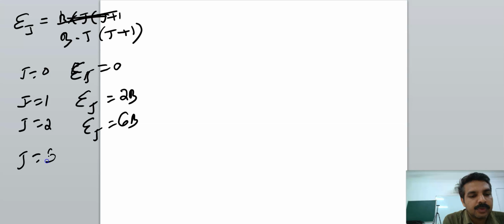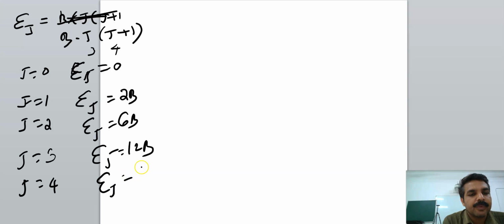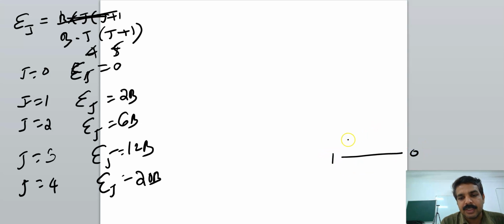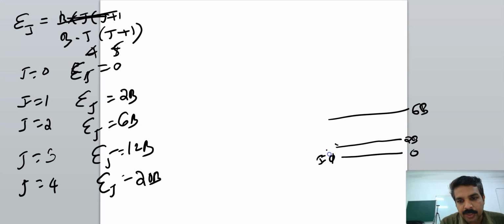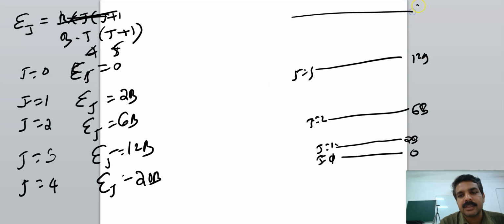When J is equal to 3, epsilon j is equal to 3 into 3 plus 1, that is 3 into 4, that is 12B. And when J is equal to 4, epsilon j is equal to 4 into 4 plus 1, 5, that is 20B. So the rotational levels are like this: the first level is 0, the second level is 2B, the third level is 6B. J is equal to 0 here, J is equal to 1 here, J is equal to 2 here. When J is equal to 3, it is 12B, and another term is 20B.